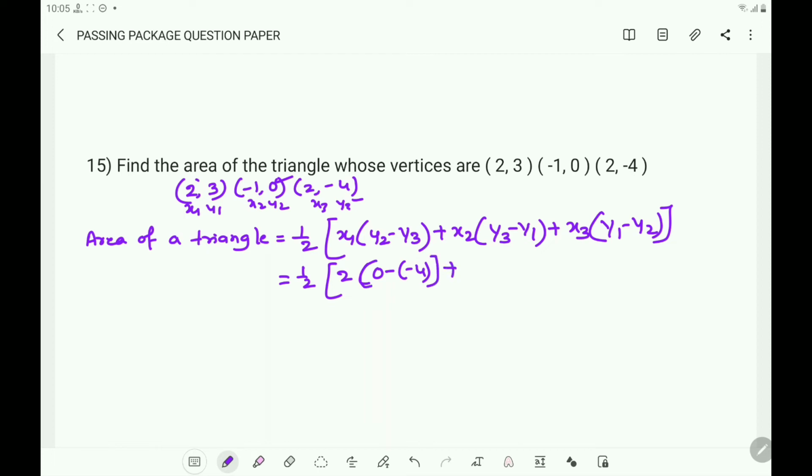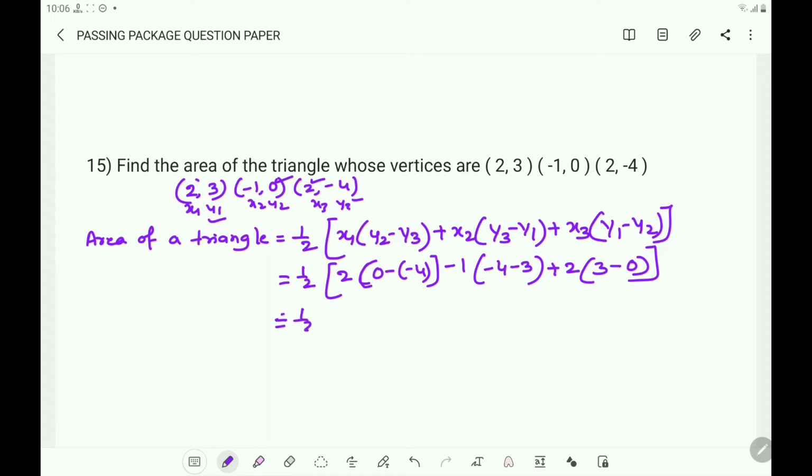Then plus x2. x2 is minus 1. Minus 1 you write, into y3. y3 is minus 4, and y1 is 3, minus 3. Then plus x3. x3 means 2, 2 into y1, which is 3, minus y2, which is 0.